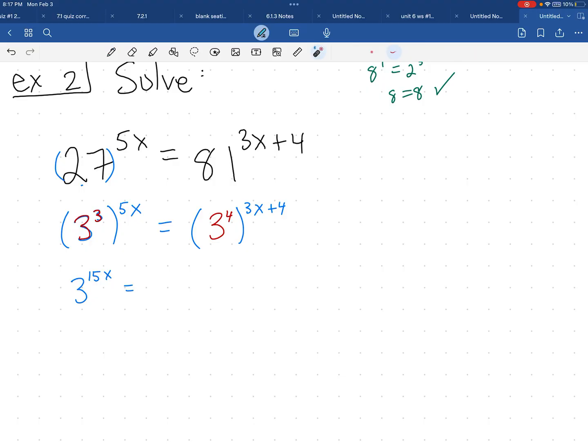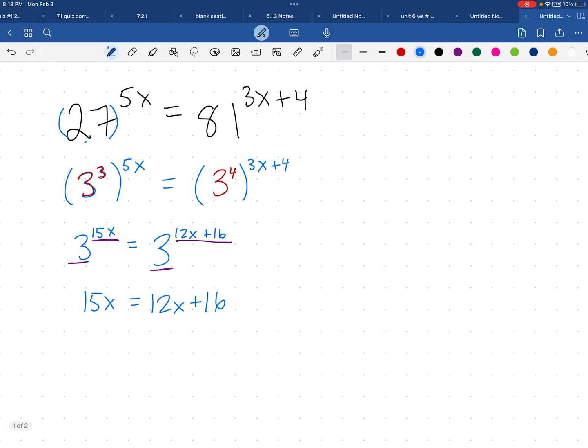And then over here, just be really careful. Again, I have to distribute this. So I'm going to do power of 3. 4 times 3x is 12x. 4 times 4 is 16. Okay, and then again, I have a base that is the same on both sides. So if 3 to the something equals 3 to the something else, then the somethings must be equal. So I can just set 15x equal to 12x plus 16.